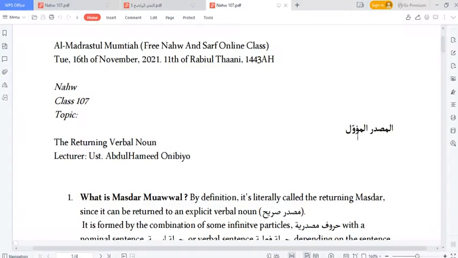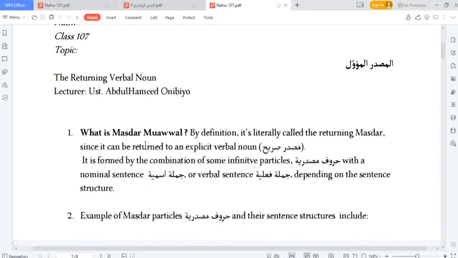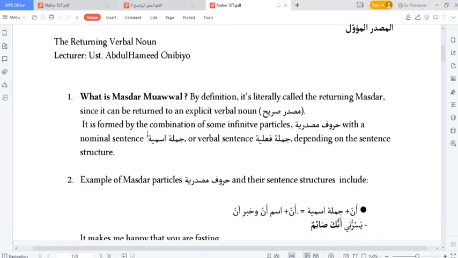Moving on to another new topic, which is class 107, المصدر المؤول. المصدر المؤول meaning the returning verbal noun. The returning verbal noun. So follow along. So note, what is masdar mu'awwal? By definition, it is literally called the returning masdar.